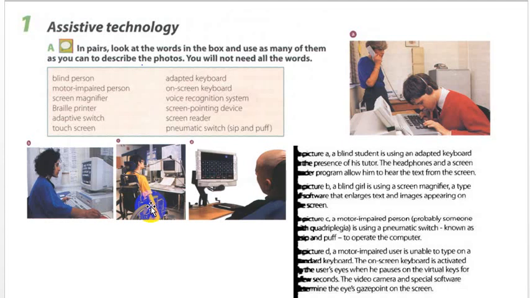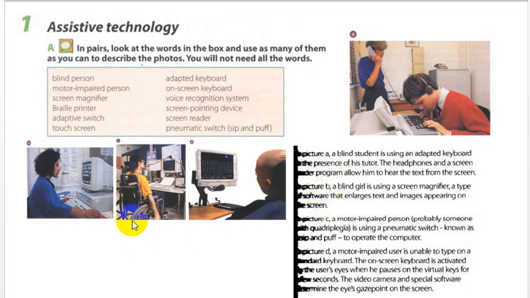In picture number 1, let's see what is in the first picture. Picture A. A blind student is using an adapted keyboard in the presence of his tutor. The headphone and screen program allow him to hear the text from the screen.